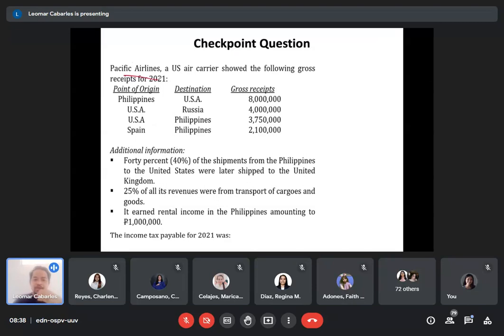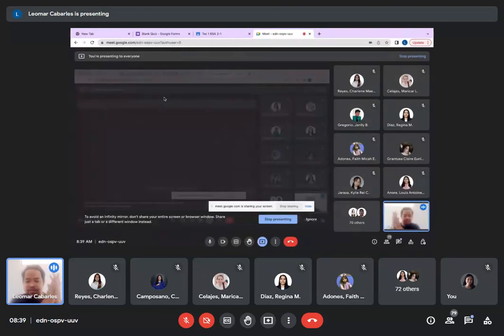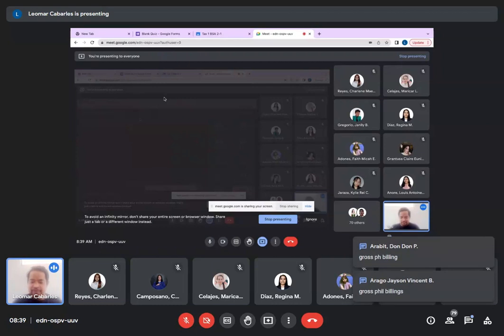Pacific Airlines, US, so this is foreign, no? Foreign. So this resident foreign corporation. So ito na yung mga receipts niya. Ano ang importante dito, class? Is it the point of origin or the point of destination? Ano ibig sabihin ng GPB? GPB stands for Gross Philippine Billings. Yan, okay?